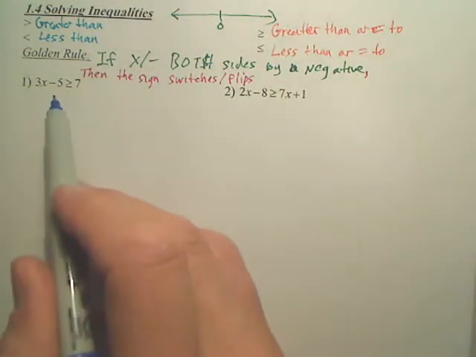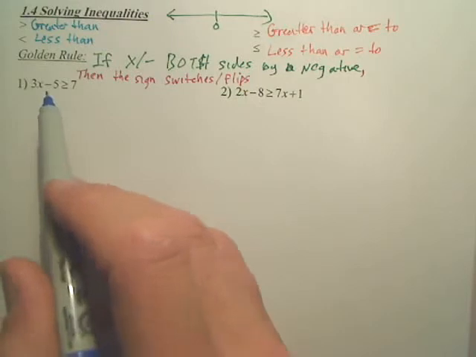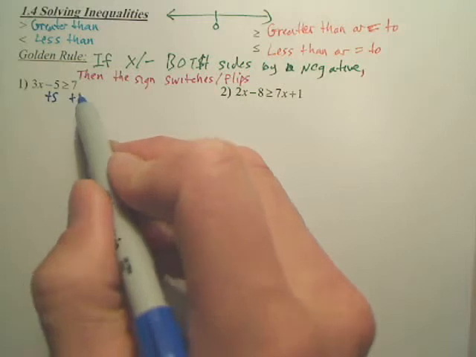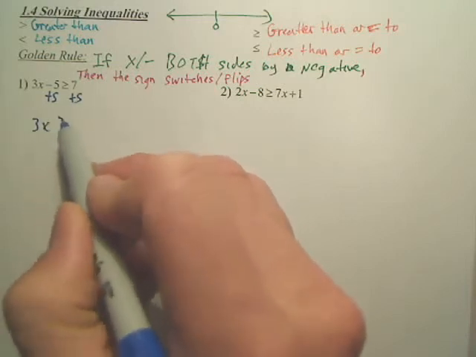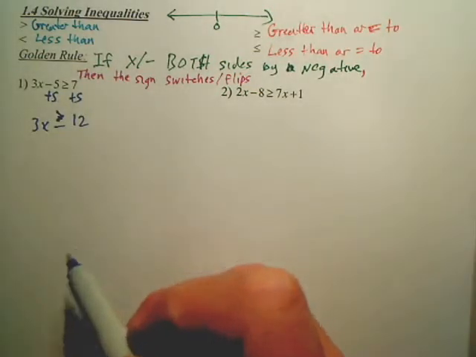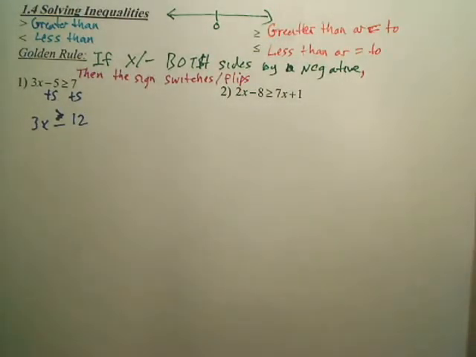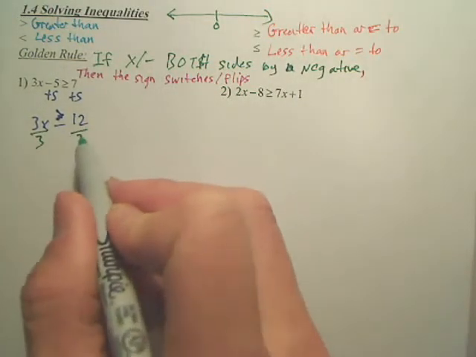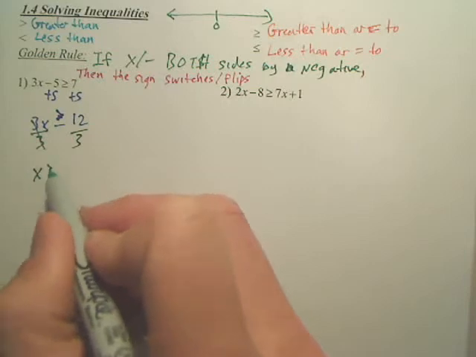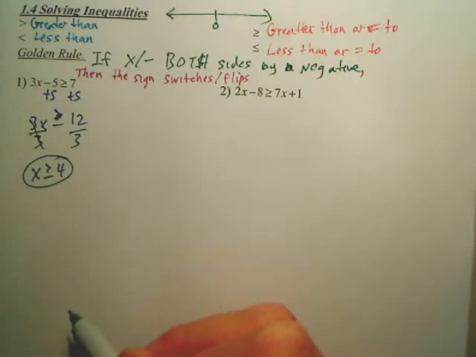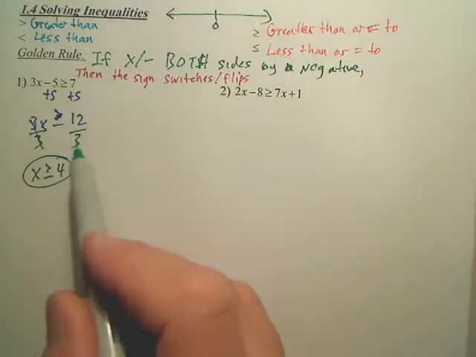So we solve this just like an equal sign. That's what makes it so easy. Okay? So basically we just add the 5 over. Woohoo! 3x is greater than or equal to 12. Then we divide by what? 3. Divide by 3. There's my answer. Oh, was I supposed to flip the sign? No, because I did not divide or multiply by a negative.